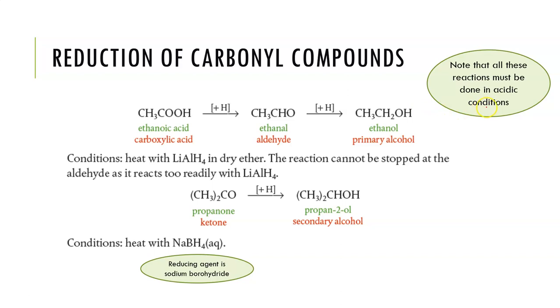We have to do these under acidic conditions so that we are reprotonating these acids. The same goes for our ketones and secondary alcohols. Just the same as when we did our oxidation reactions, they also had to be under acidic conditions. For the ketone, we use sodium borohydride to get the secondary alcohol.